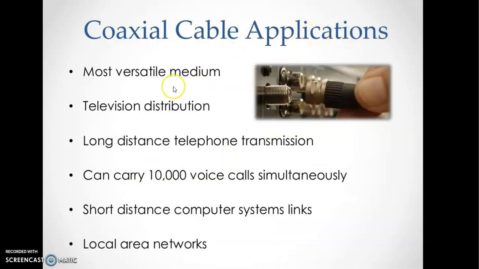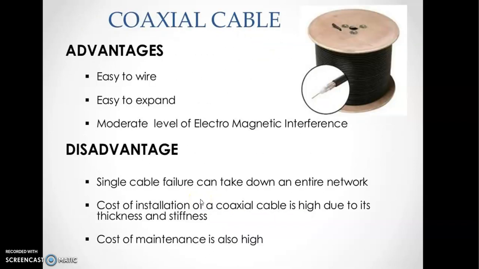Coaxial cable application: most versatile medium, television distribution, long distance telephone transmission, can carry 10,000 voice calls simultaneously. Short distance computer system links, local area network. Coaxial cable advantages: easy to wire, easy to expand, moderate level of EM interference. Disadvantages: cost of maintenance is high, and cost of installation of coaxial cable is high due to thickness and stiffness.